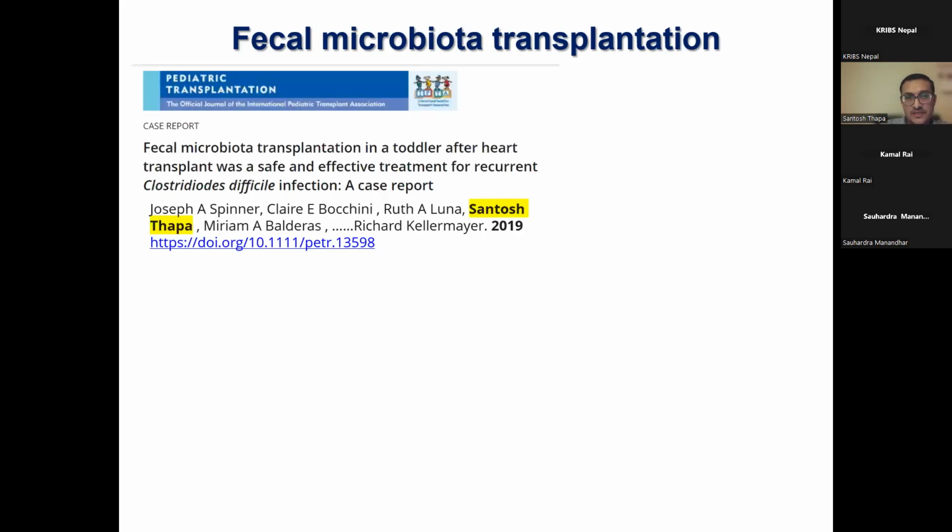In 2019, I believe, we published one paper on a toddler who was undergoing heart transplantation and who was suffering from recurrent C. diff infection.